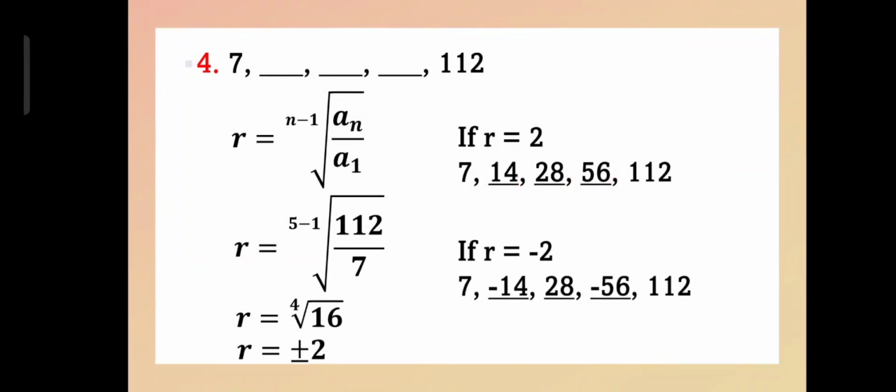Same process will be done with R is equal to negative 2. So multiply 7 by negative 2 is negative 14. Negative 14 times negative 2, that is 28. 28 times negative 2 is negative 56. And negative 56 times negative 2 is 112. Therefore, the three geometric means between 7 and 112 if the common ratio is negative 2 are negative 14, positive 28, and negative 56.